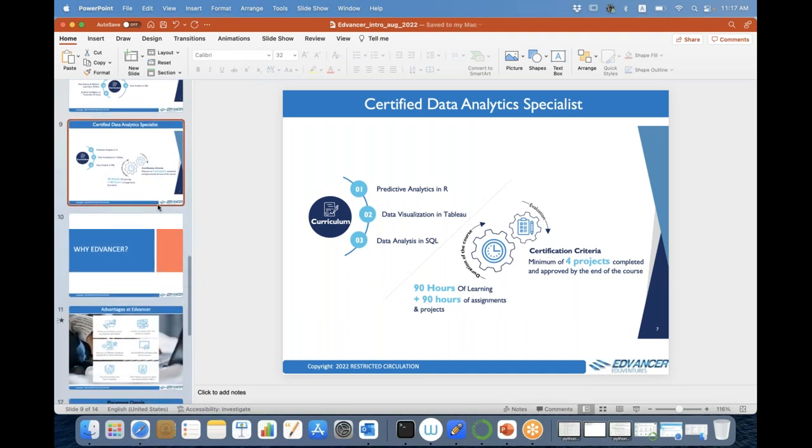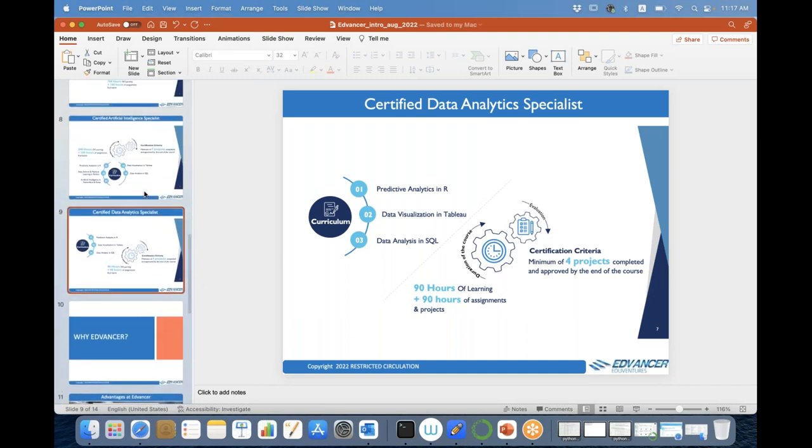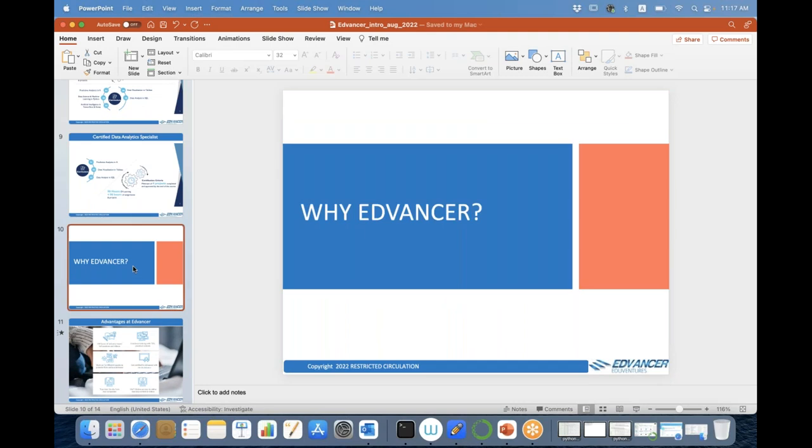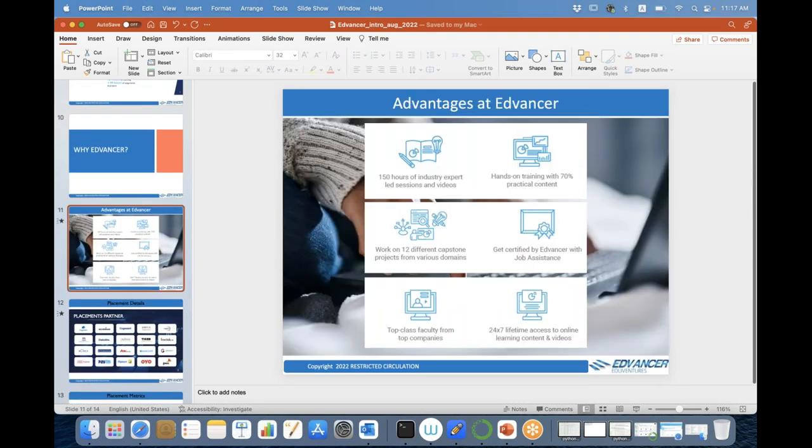Now, all these ideas, deep learning with TensorFlow Keras, machine learning with Python, data analytics with R, and different data science courses with different tools are out there, you know. And the next question to answer is, what differentiates Advancer? There are a couple of things that we do differently.